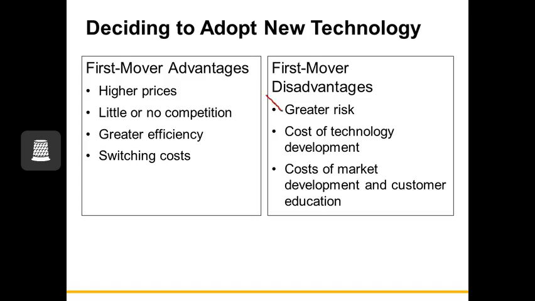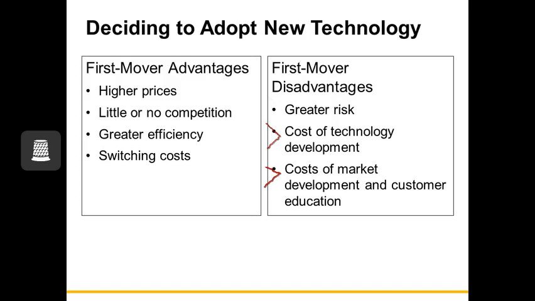There's greater risk. As a first mover, you haven't actually seen how your technology is going to play out in the marketplace. You don't know for sure how consumers are going to respond to it. So, you're taking a risk because the market is undeveloped. There's obviously the cost of the technology development, and then there's also the cost of the market development and the customer education.